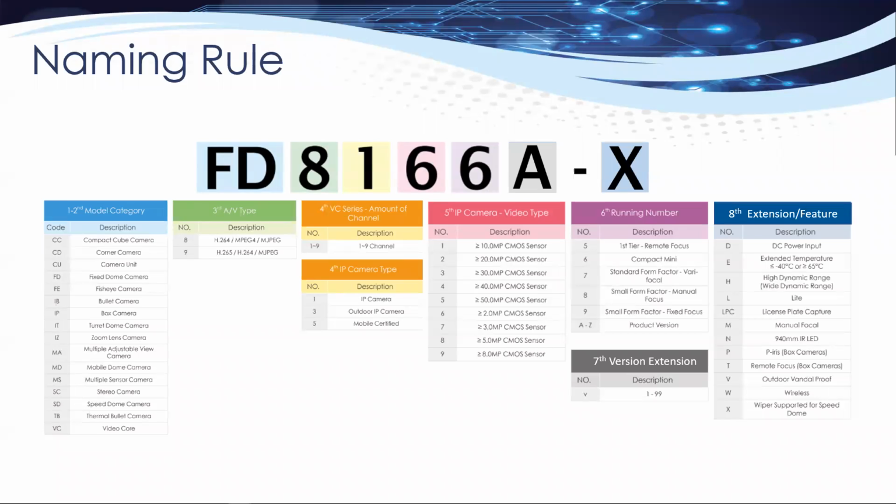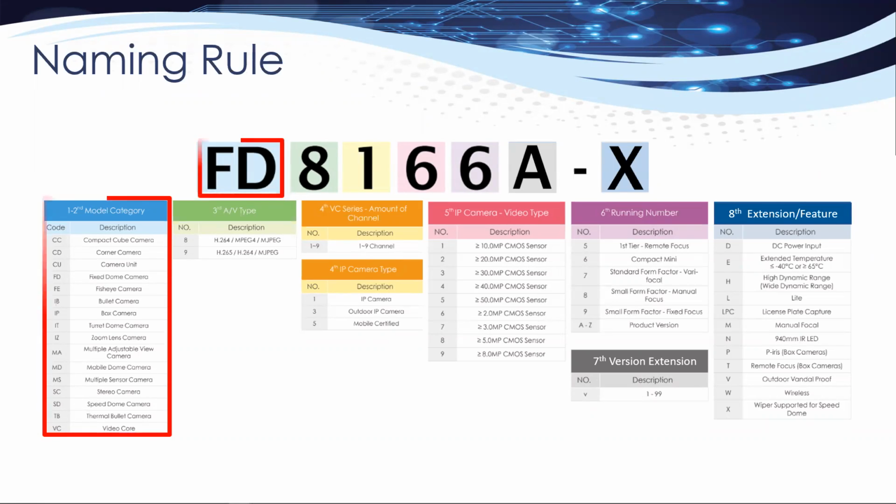You can know certain details about our cameras just by looking at the model number. So let's go over how easy our naming rule is. We're going to start off with the first two characters. These first two characters are going to tell you the model category. So as you see here, we have FD. That stands for fixed dome. If you see an FE, that's fisheye. IB is bullet. IT is for our turret domes. SD for speed dome, and so forth and so on.